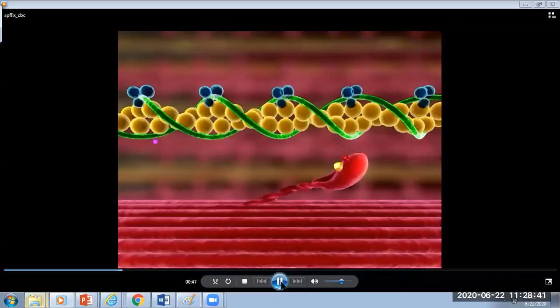The formation of a cross bridge is initiated when calcium ions, released from the sarcoplasmic reticulum, bind to troponin. All right, so they're coming in from the SR. You could see some of them in here. This is the tropomyosin, and this is the troponin. In my figure, I showed it to you in a green color, if you recall.